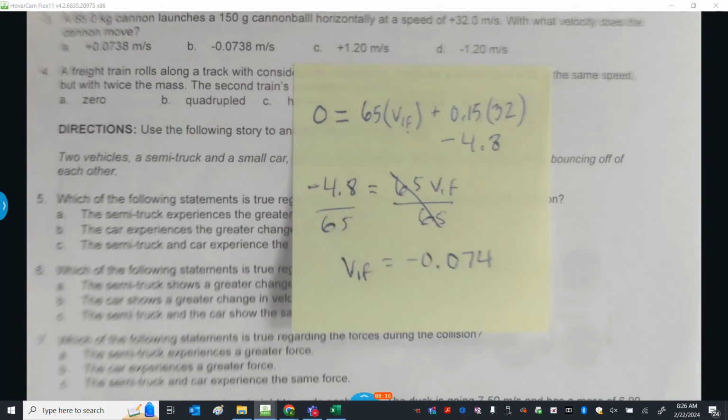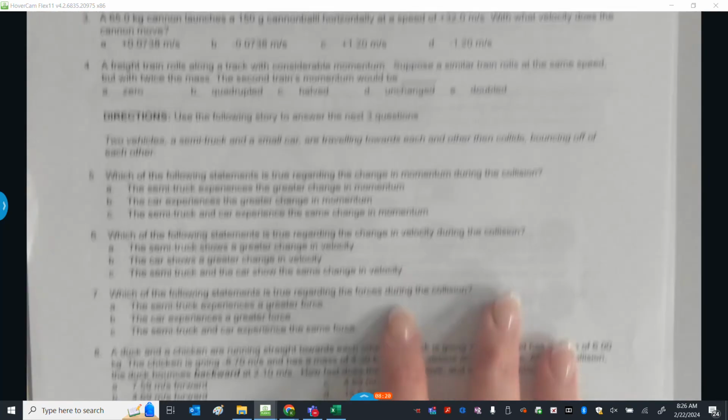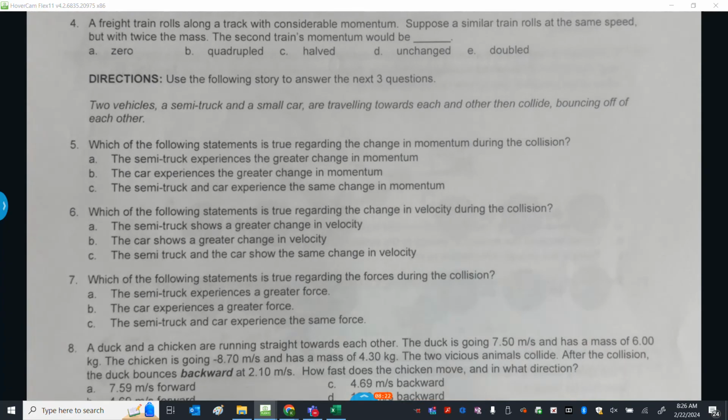Okay, then let's go ahead and take a look at number 4. Number 4 says, a freight train rolls along a track with considerable momentum. Consider a similar train rolls at the same speed, but with twice the mass. The second train's momentum would be. Okay, so here you're really just looking at the relationship between mass and momentum. And you can see that if you just look at the momentum equation.